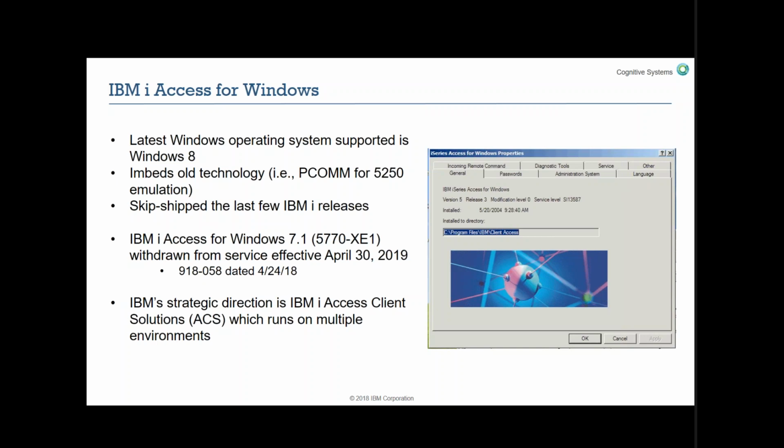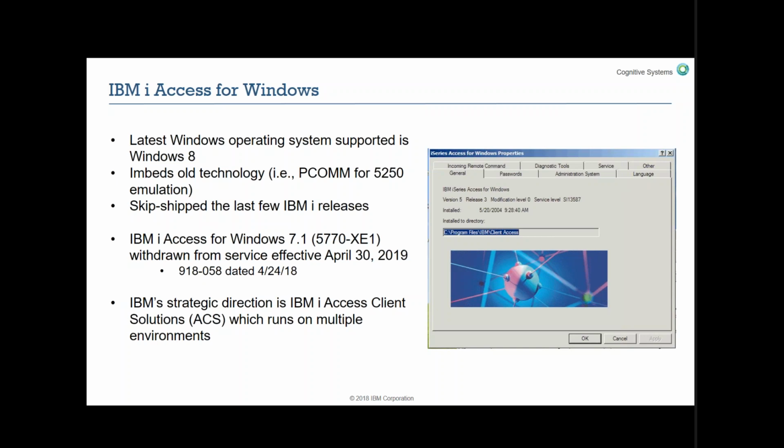So ACS, Access Client Solutions, is a lightweight Java-based application. It can run on multiple platforms. You could put it on a USB memory key, so if your company allows that, you could take it with you and plug it in as you go to different workstations. Like I said, it runs on multiple platforms. And this is a product that we're enhancing two to three times a year.